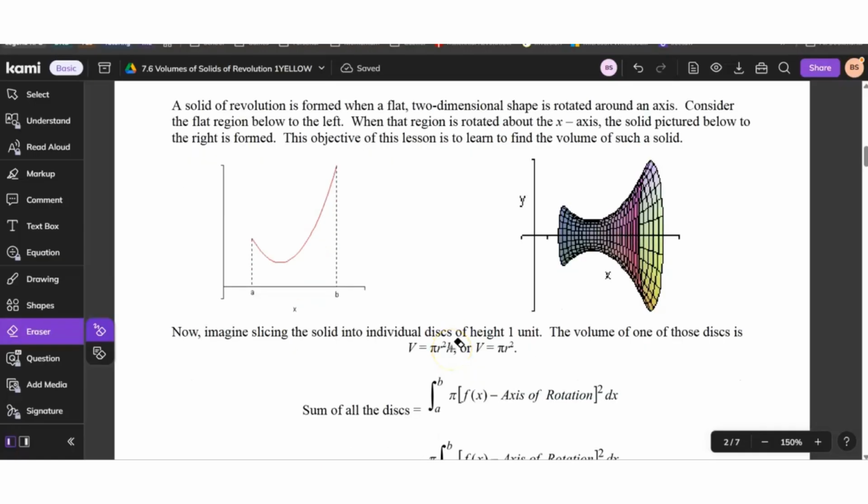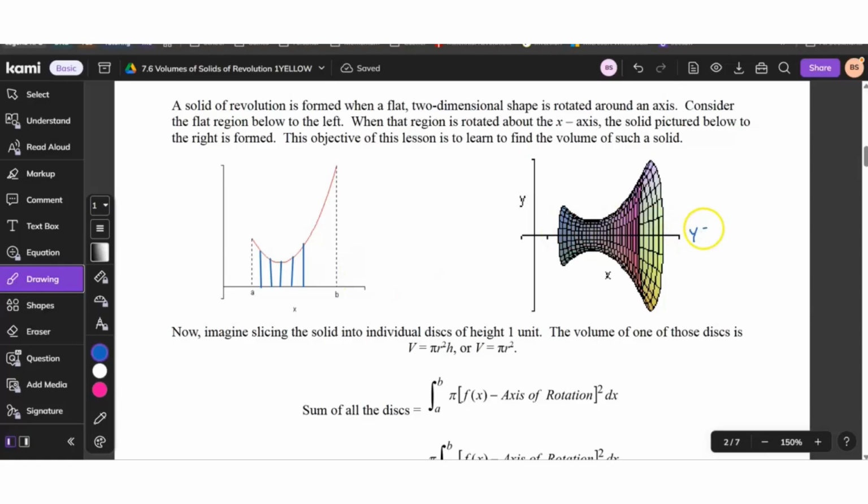So, imagine slicing the image into individual discs of height 1. So in other words, like going over here and being like, okay, 1, 1, 1, 1, 1, etc.